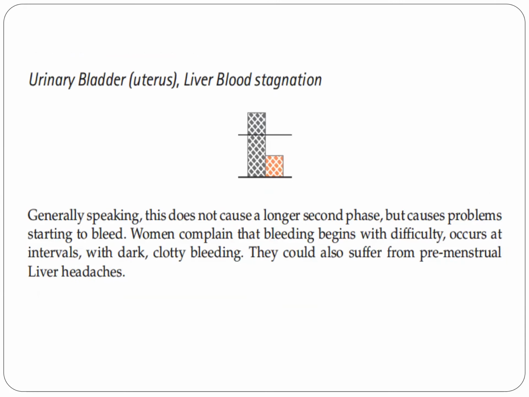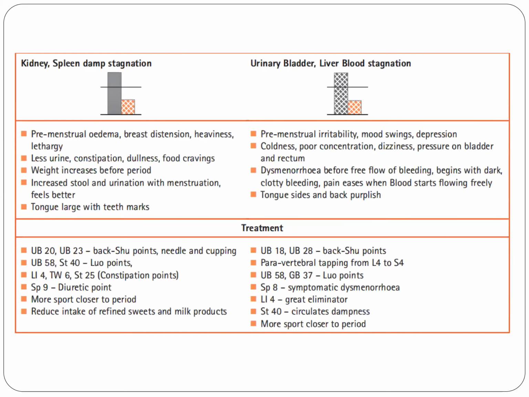Okay? So let's go to urinary bladder, uterus, liver blood stagnation. So generally speaking, this does not cause a longer second phase, but causes problems starting to bleed. Women complain that bleeding begins with difficulty, occurs at intervals with dark, clotty bleeding. They could also suffer from premenstrual liver headaches, okay?